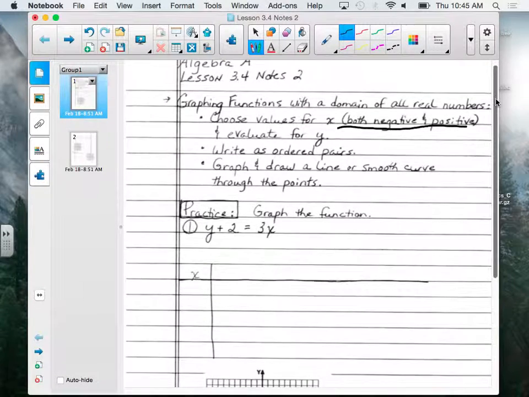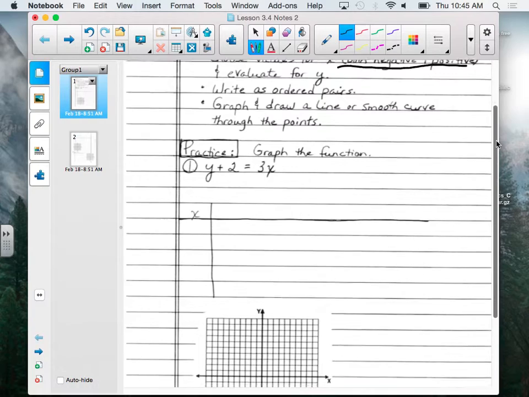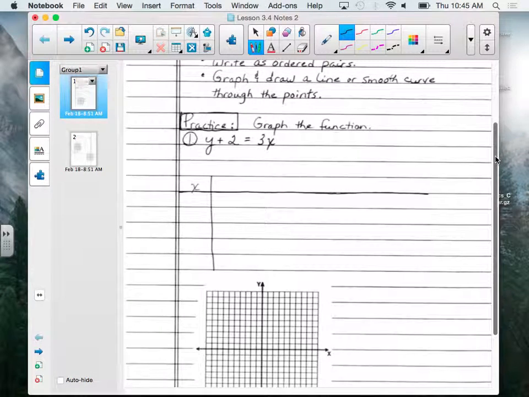So, graph the function. First off, is this in good function graphing form? Is y by itself? No. So what do we do first? Subtract 2. Yep. Subtract 2. And we have y equals 3x minus 2.